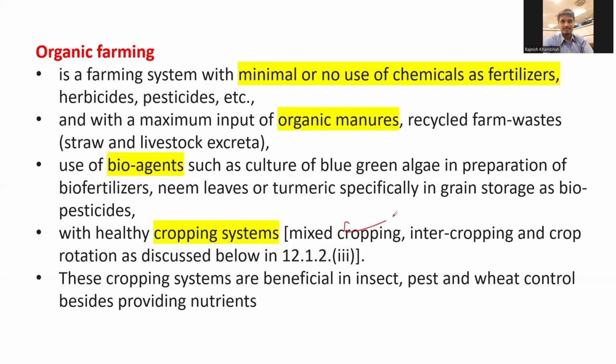Okay, three things: mixed cropping, intercropping, and rotation of a crop. We have to discuss this after this, okay? 12.1.2, the third part. So we'll be discussing this now. For a healthy system we can adopt a cropping system. The types of cropping system are mixed cropping, intercropping, and crop rotation. We will be learning next.